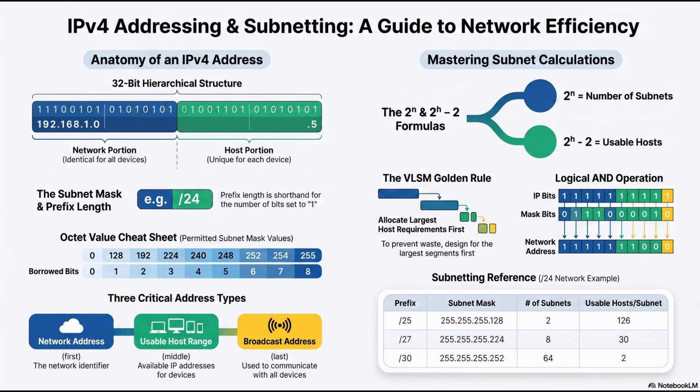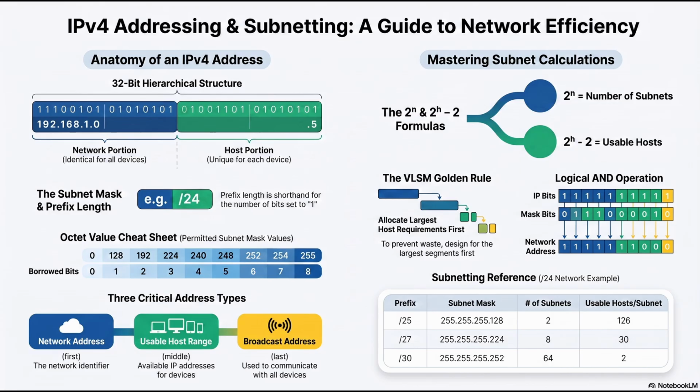Right. Because every single device connected to a network needs an identity. An IPv4 address is, at its core, a 32-bit hierarchical address. You've probably seen one on your computer, actually. Something that looks like 192.168.0.0. Yeah, we call that the dotted decimal format, just because it's easier for human eyes to read. Right, humans aren't great at reading raw binary.